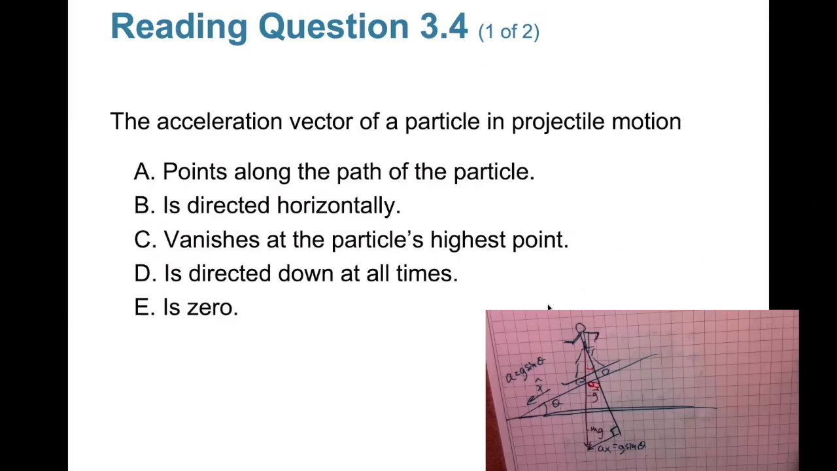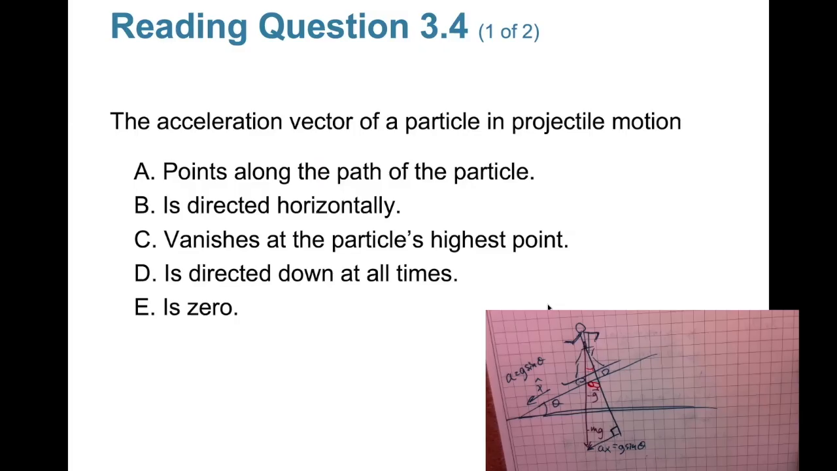The acceleration vector of a particle in projectile motion points along the path of the particle. The acceleration vector of a particle in projectile motion does what? Does it point along the path of the particle? I don't know. Does gravity change directions? If gravity doesn't, then no. Is it directed horizontally?